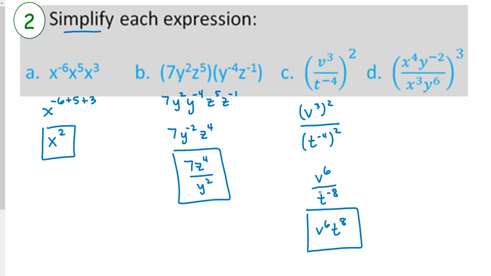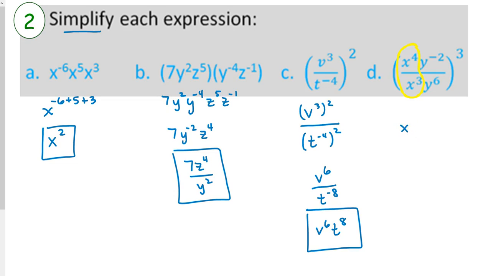Now, part D has a combination of lots of these properties, and it's possible that the order in which I choose to use them will be different from the order that you choose to do them. As long as we're doing it in an algebraically logical way, it should still work. So what if I choose to first simplify the x to the 4th over x cubed, and that gives me x, because you subtract the powers.